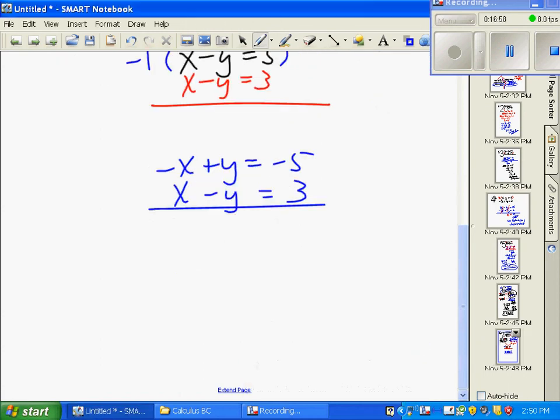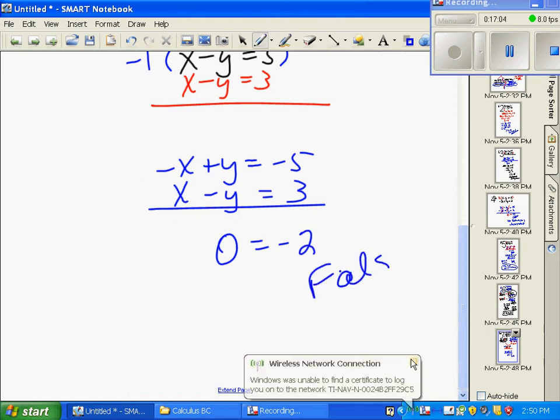Add those two together, what do we get? 0 equal to negative 2. False statement. So what do we do? Inconsistent. No solution.